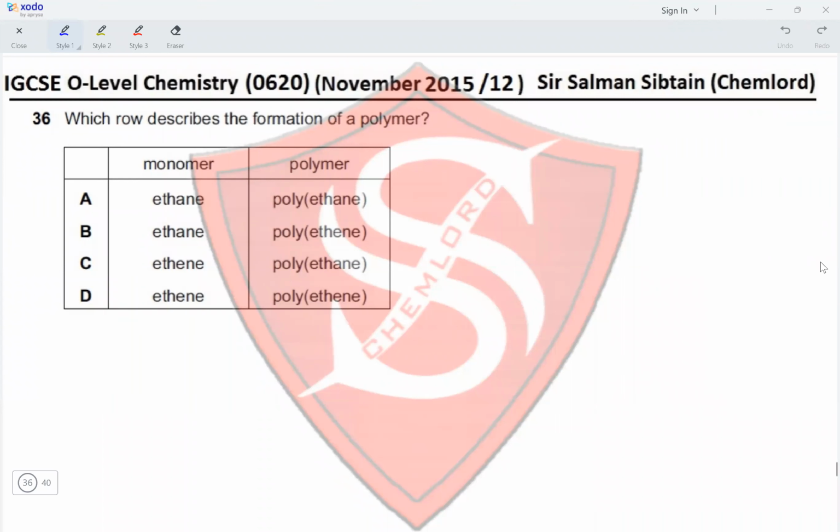Question 36. Which row describes the formation of a polymer? So the monomer is ethane and the polymer is polyethane. No. Ethane is an alkane. Alkanes do not serve as monomers, and polyethane is not a polymer. Again, ethane is not a monomer, and polyethylene is a polymer, but its monomer is ethene, not ethane. So next is ethene. Ethene can serve as a monomer to form polyethylene, not polyethane. So the last one, ethene can serve as a monomer to form the addition polymer known as polyethylene, making option D the correct option for this question.